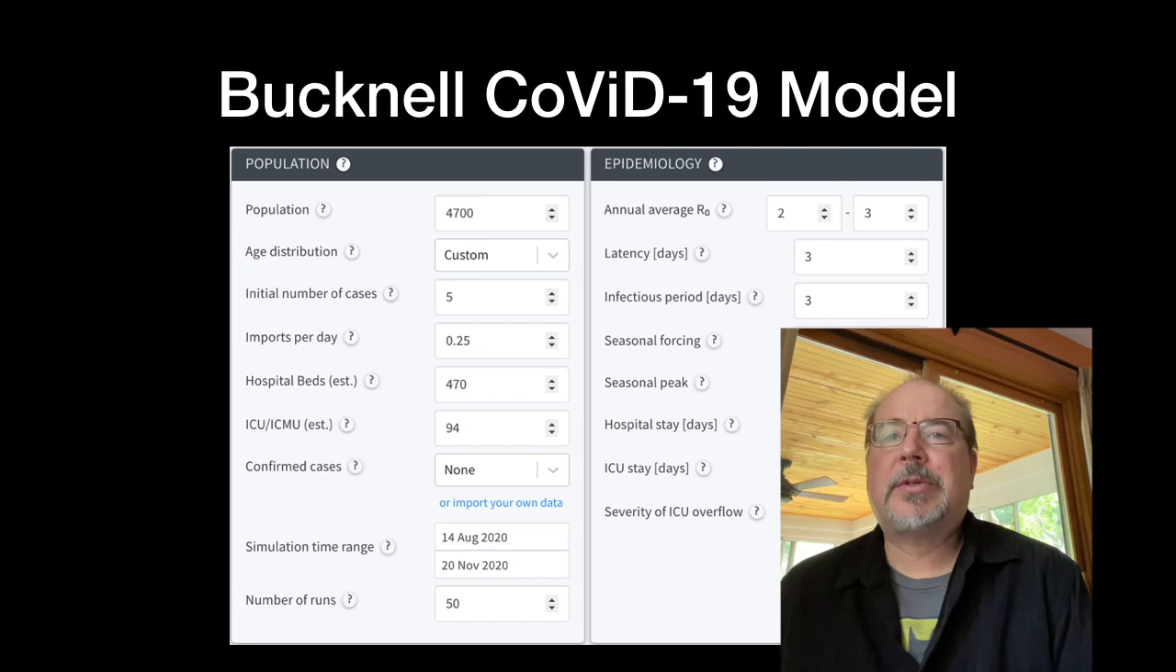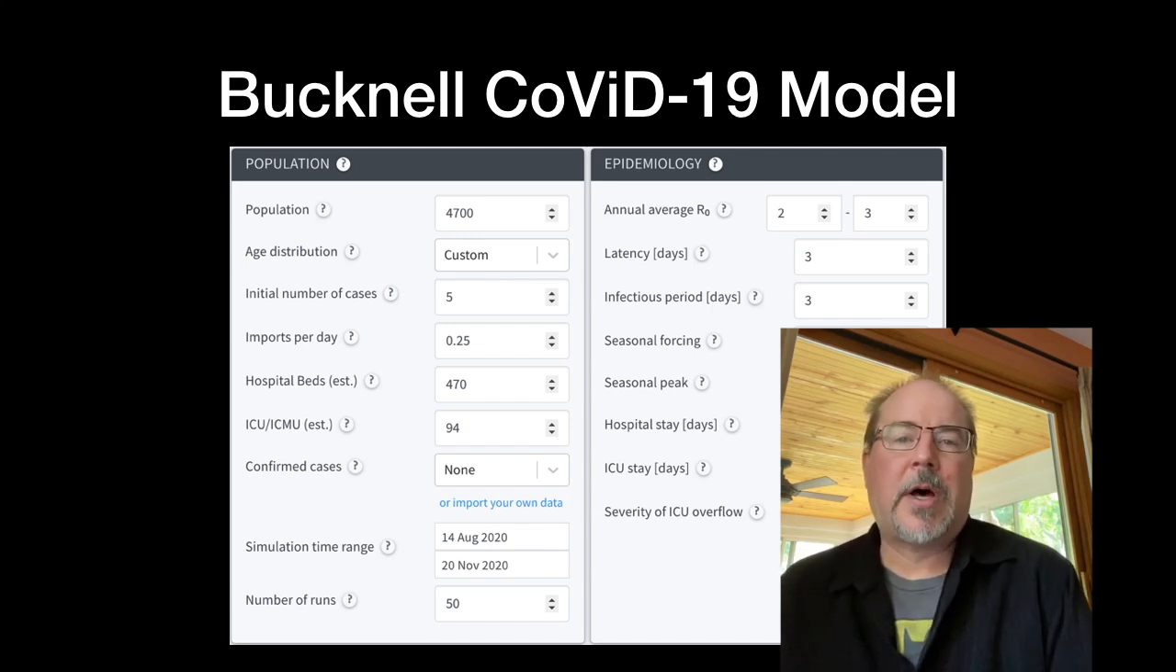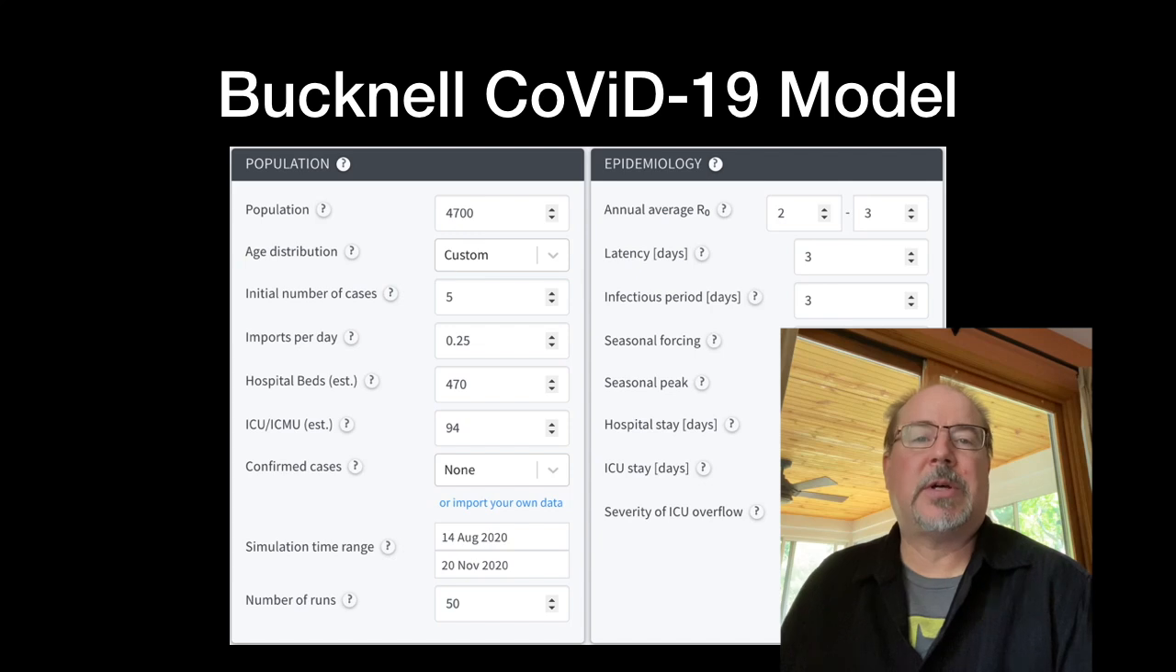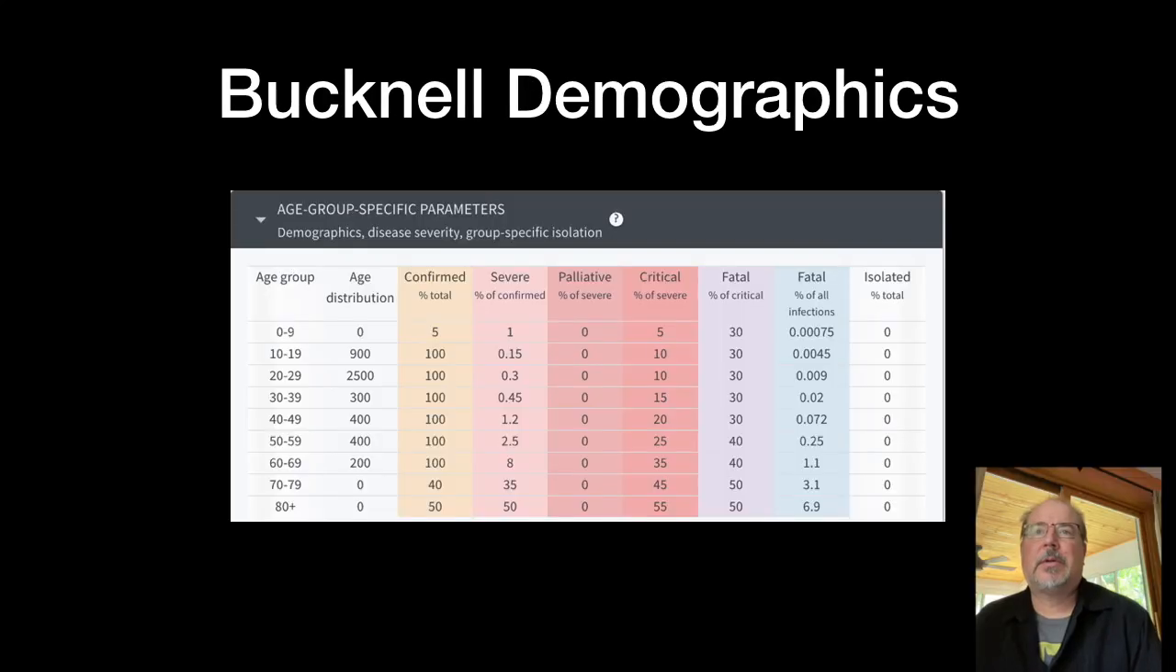These other parameters that you see here on this model aren't relevant to the modeling we're doing at Bucknell. Things like how many ICU beds we have. That's obviously not relevant to us here on campus. I have incorporated the age demographics of the Bucknell campus using our best estimates of the age demographics of our staff and faculty and also of our students. I'm not including, by the way, students who have chosen to study 100% remote.